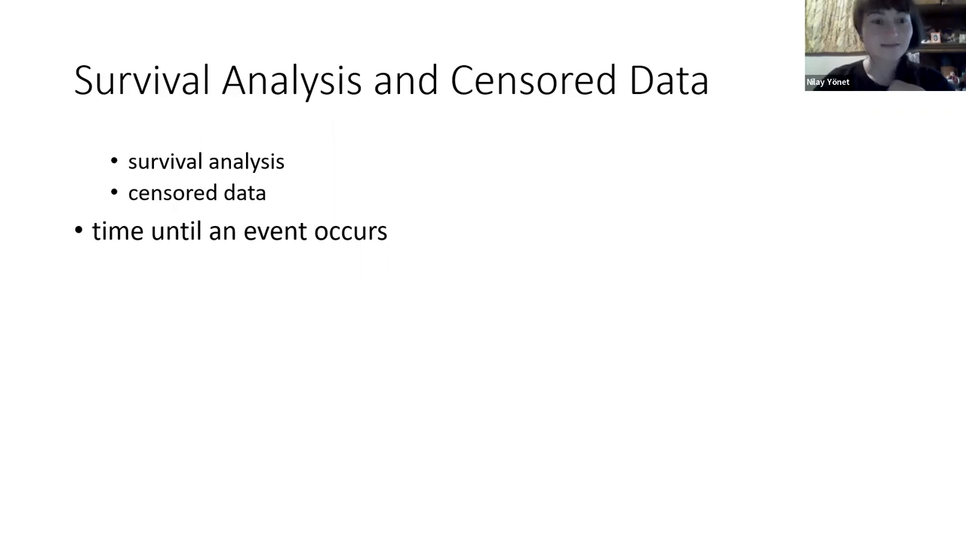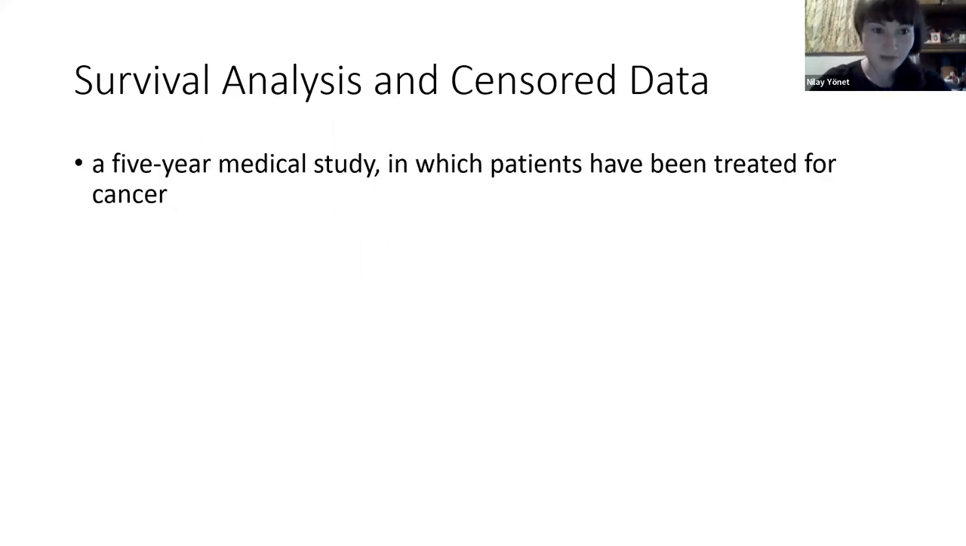So the thing is the time until an event occurs. This can be a medical study, so it is survival analysis. We can directly take it, the survival. It might be a medical study, like a patient being alive or dying at some point. In this example, there are patients that are treated for cancer, and our time for this study is 5 years, for example.